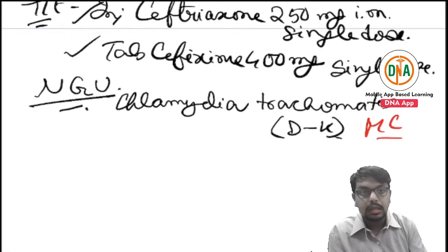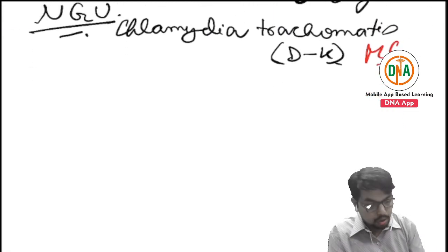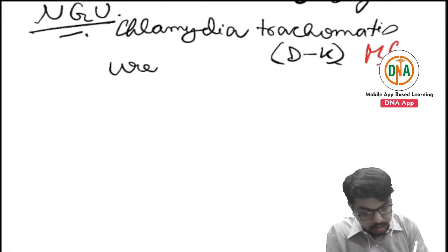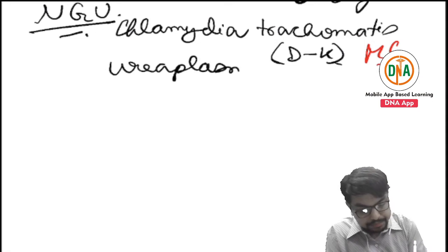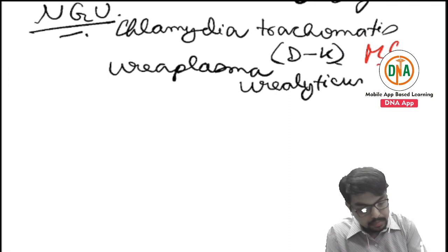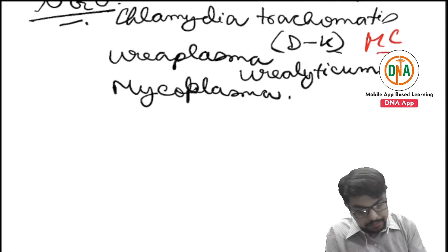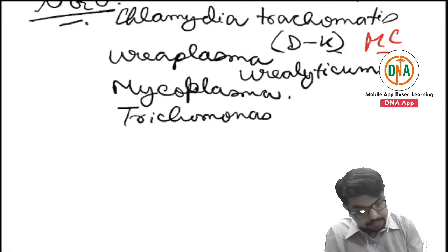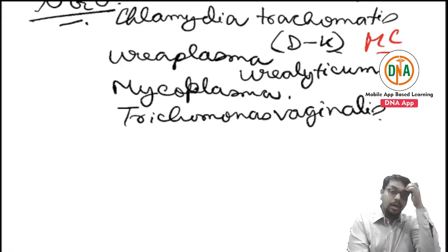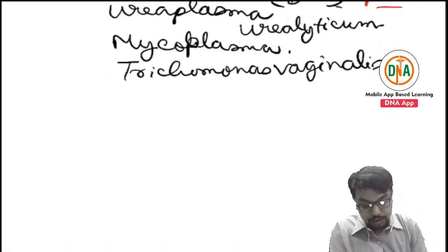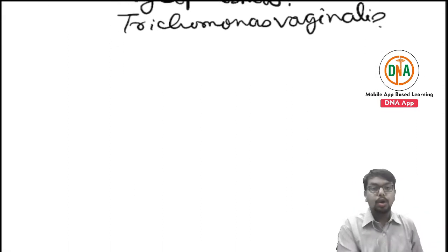What are the other organisms responsible for non-gonococcal urethritis? They are Ureaplasma urealyticum, Mycoplasma, and Trichomonas vaginalis. Okay, what is the difference in the clinical features of gonococcal and non-gonococcal urethritis?